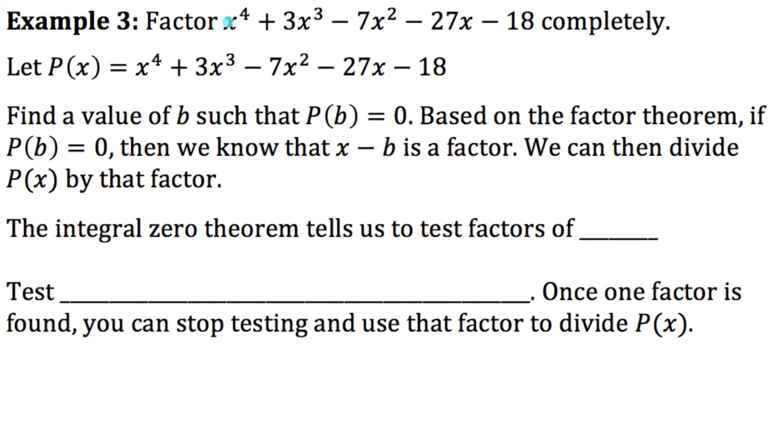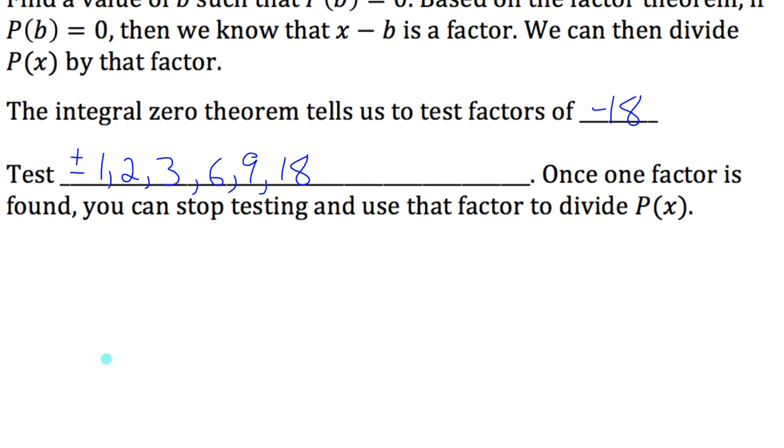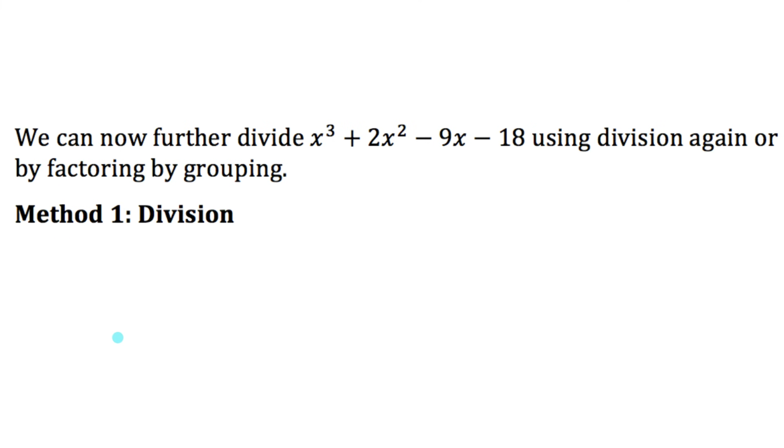Let's try another one where we are factoring a polynomial with a leading coefficient of 1. So if I want to factor this, I'm going to have to figure out something that makes it be 0. And the integral zero theorem tells us that if there are integers that work, they will be factors of negative 18. So what are factors of negative 18? It would be plus or minus 1, 2, 3, 6, 9, or 18. So there are 12 numbers here, right? The positive or the negative of any of those numbers. We just have to find one number that works.